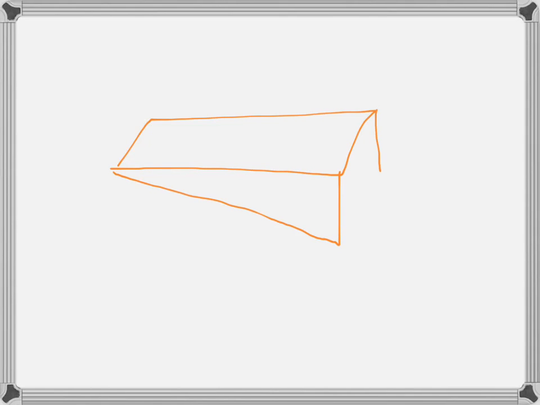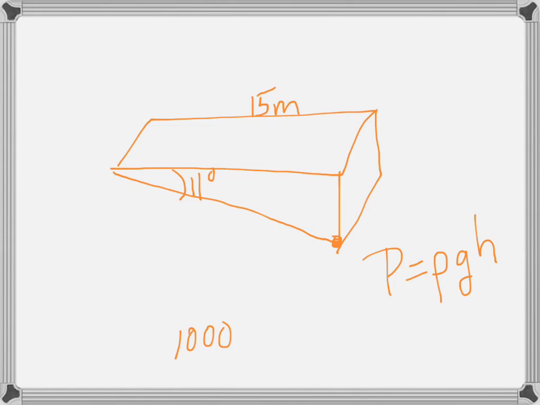Okay, problem 12. A rectangular swimming pool. We have a rectangular swimming pool, and it tapers off down to the deep end here, and this tapers off at 11 degrees, and this is 15 meters. We're trying to figure out what is the pressure at the bottom of this pool, and of course pressure is going to be density of water, which we know is 1,000, times gravity, 9.81, times the height.